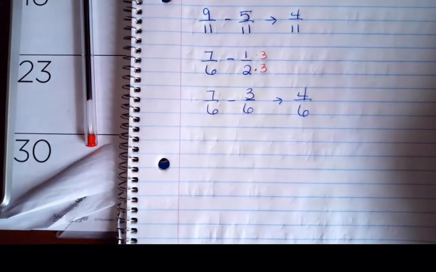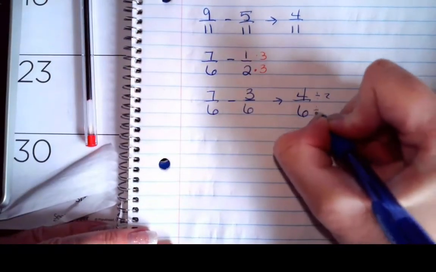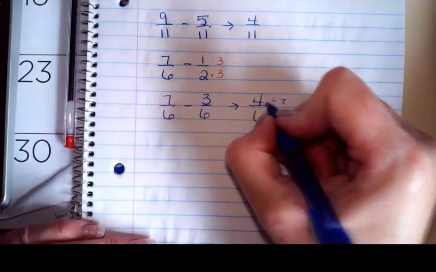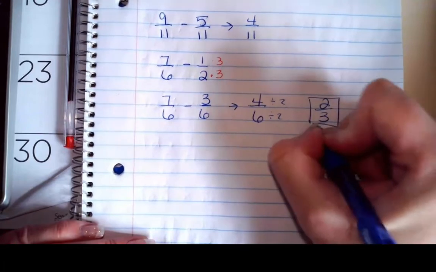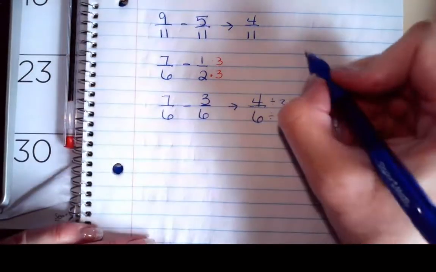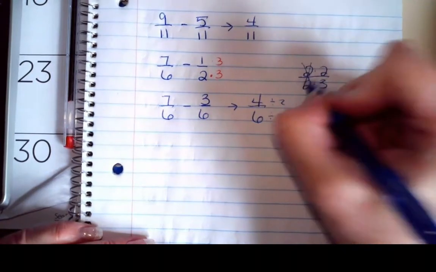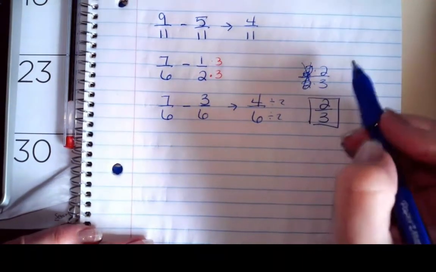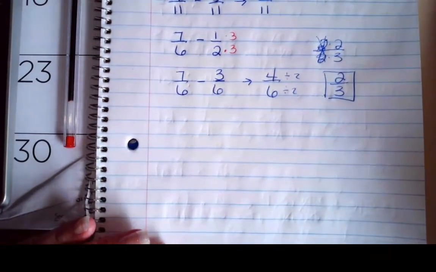And now we just see, can we reduce? And we can. I can divide the top by 2. I can divide the bottom by 2. So 4 divided by 2 is 2. 6 divided by 2 is 3. So that gives me 2/3. That's the same thing as if I were to say 2 times 2 and 2 times 3. So my 2's reduce out and leave me with 2/3. Okay? So let's try another one.